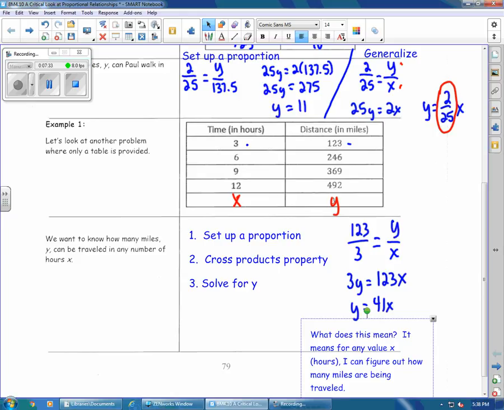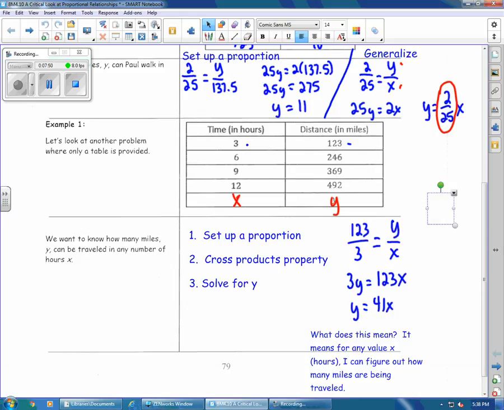Obviously, it's 41 miles per hour, so this is no longer Paul walking unless he's speed walking like a crazy man. Actually, I don't think it's humanly possible. I know it's not humanly possible. So this must be a vehicle or a scooter or something like that traveling at 41 miles per hour.